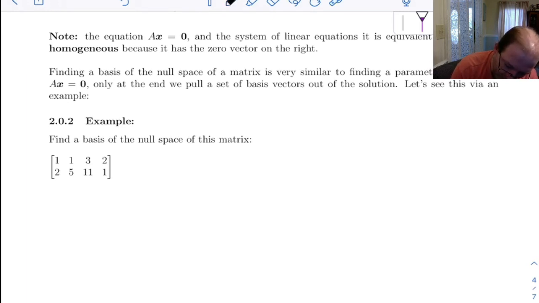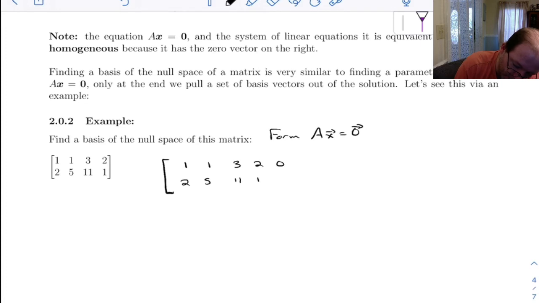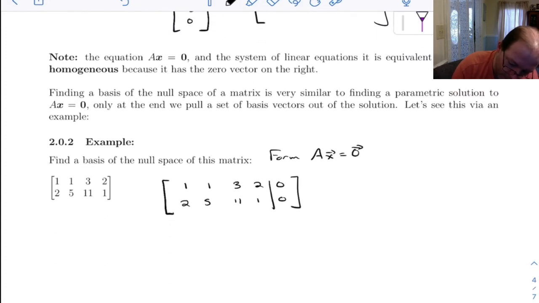So what I'll do is I'm going to form the equation Ax equals 0 vector. And I'll actually write this out. 1, 1, 3, 2, 0. 2, 5, 11, 1, 0. Right, and then I'm going to row reduce that.